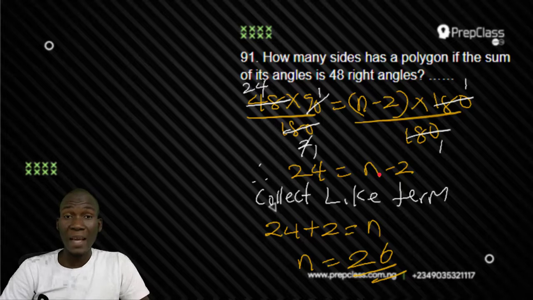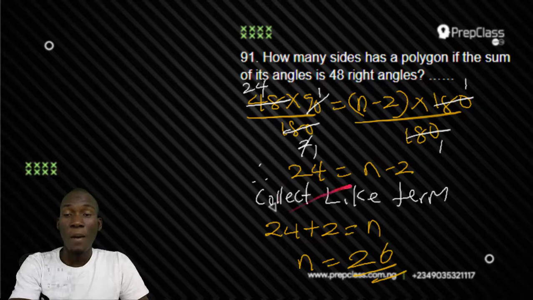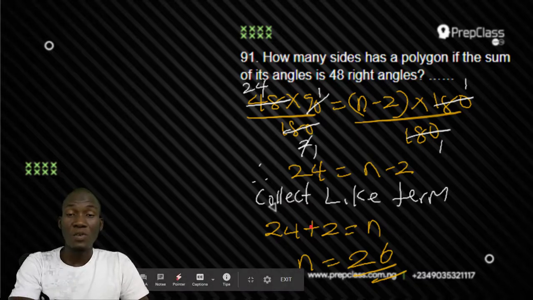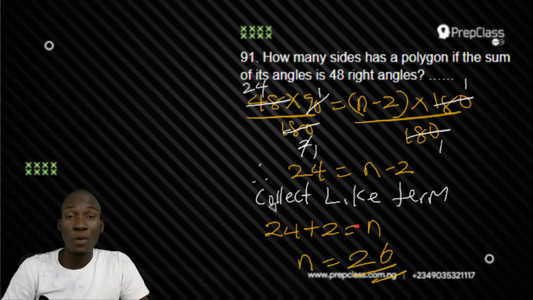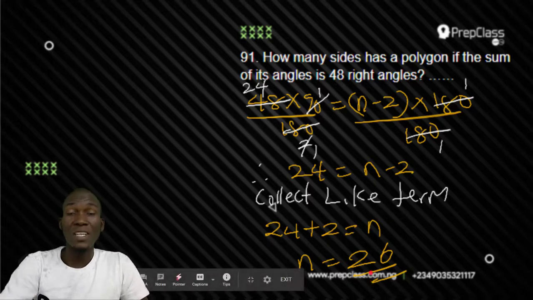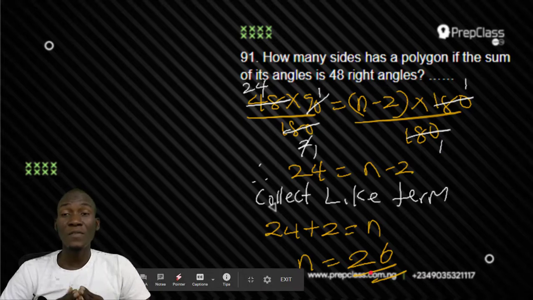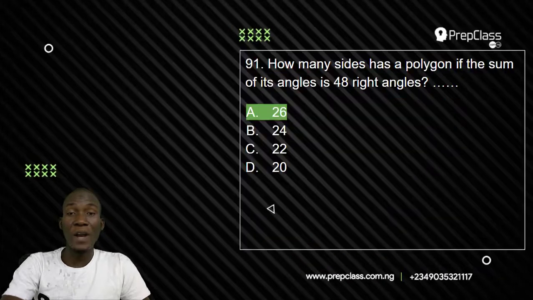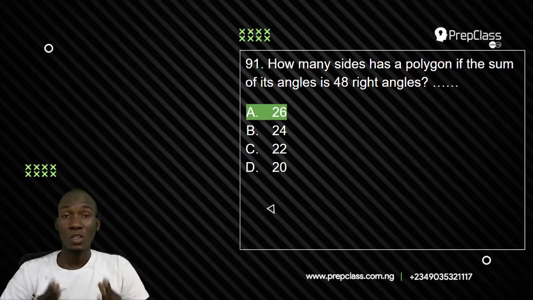Now we need to collect like terms to get the value of n. Now 24 and 2 will come together, so we have 24. Minus 2 is on the right hand side. It will move to the left hand side and it will change from minus to plus. So we have 24 plus 2, which is equals to n. Now n equals 24 plus 2, which is 26. So this means the number of sides of the polygon is 26. And from the option, the correct option is A, 26.